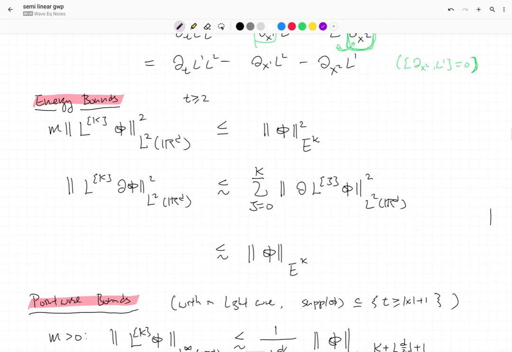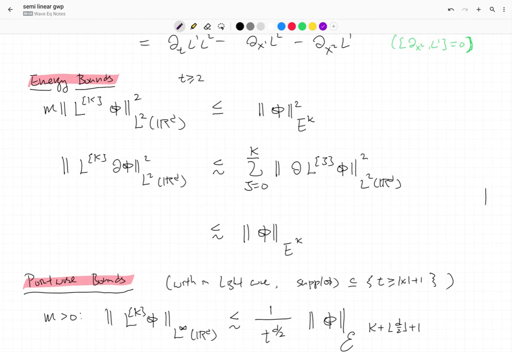Now, let's look at energy bounds, given that we have these commutator estimates. So first we have that, provided m is positive. I included the m on the left hand side because the first estimate only holds in the Klein-Gordon case where m is positive. When m is 0, in the wave equation case, there's no control on that term coming from the energies, because the energy does not include a mass term. So, the energy bounds for t bigger than or equal to 2.